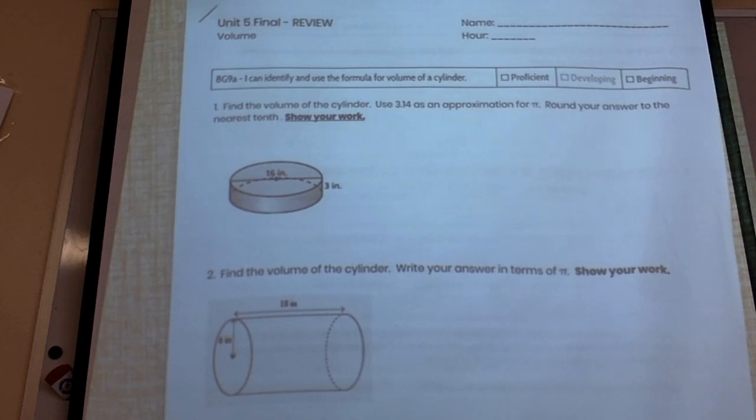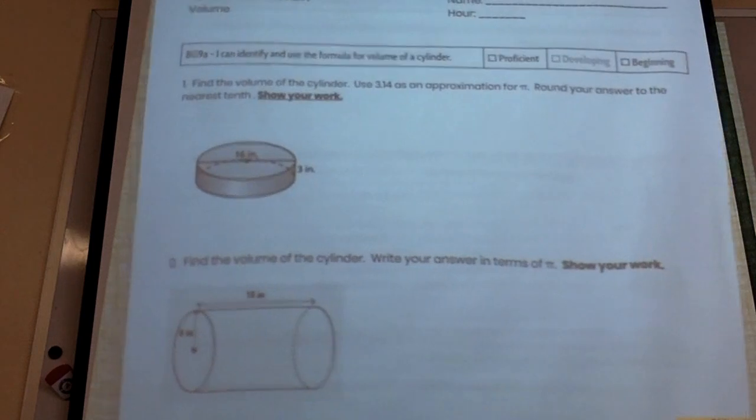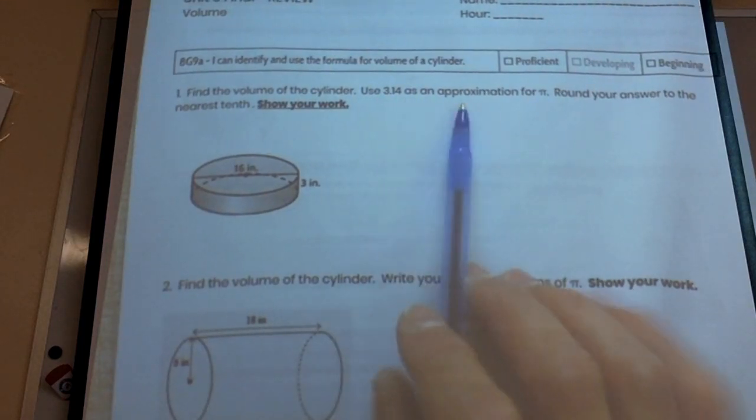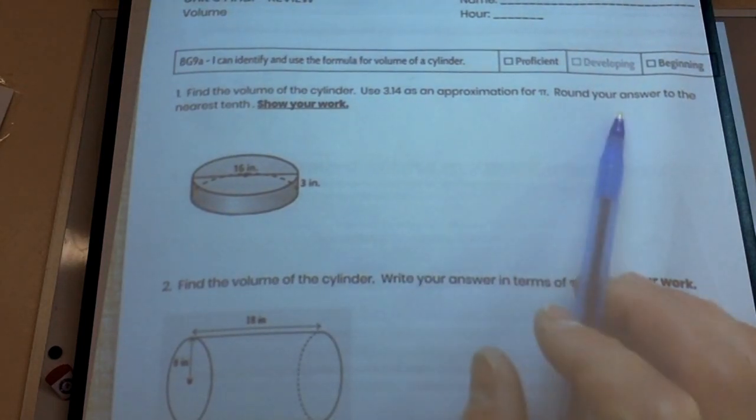Hello, today we are going to be going over the Unit 5 final review as a voiceover. So let's start. Our very first question, let me zoom in a little bit, reads, find the volume of a cylinder. Use 3.14 as an approximation for pi and round your answer to the nearest tenth.